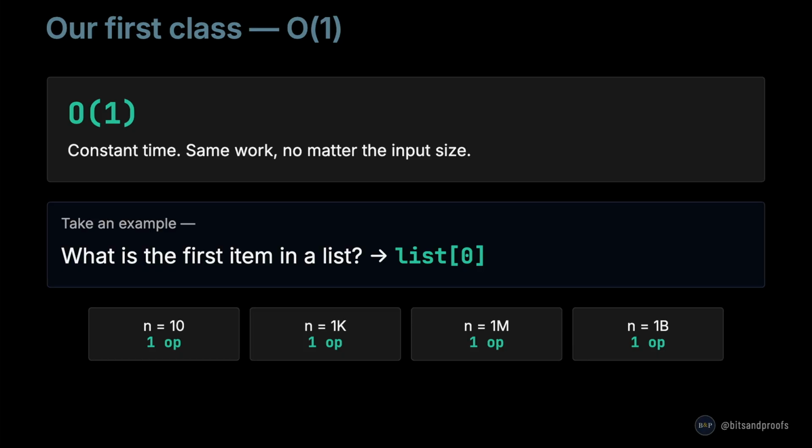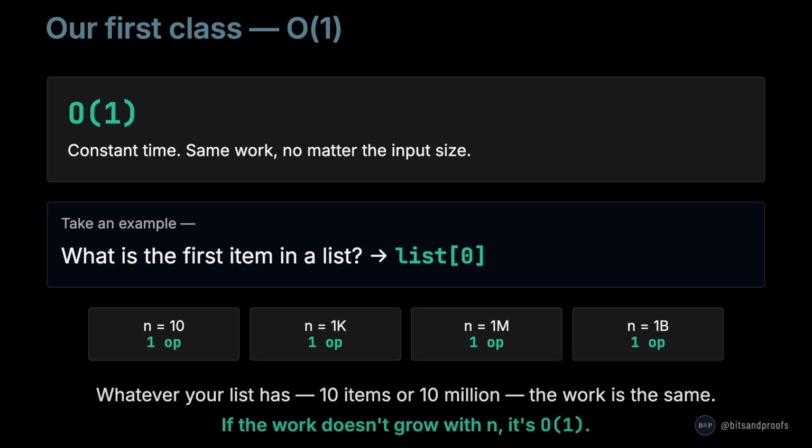Now let's meet our first Big O class, O of 1. Constant time, same work, no matter the input size. The simplest possible complexity, and one of the most useful. Take a concrete example. What is the first item in a list?